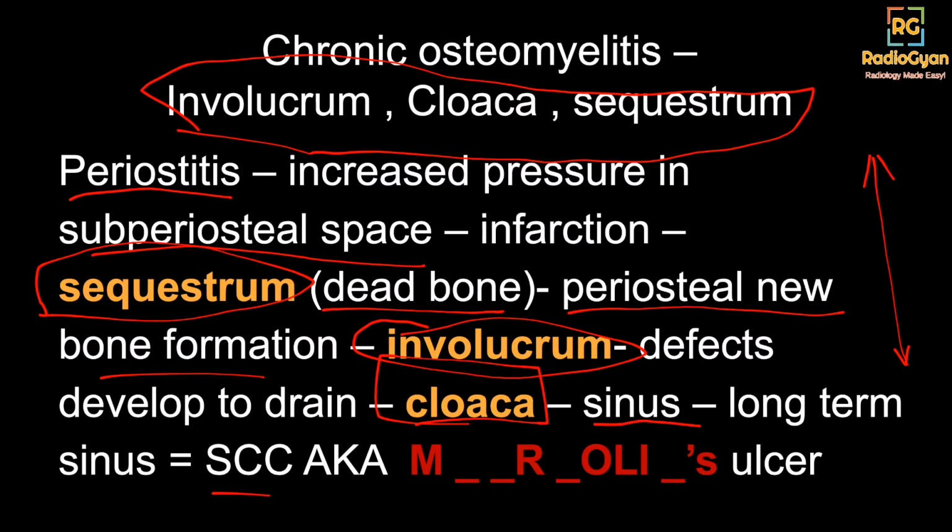Coming out to this, a long-term sinus can give rise to squamous cell carcinoma. And what is that ulcer known as? So what is an ulcer which is due to chronic sinuses known as? Perfect. So most of you have got it right. So it is a Marjolin's ulcer. Hopefully I've got the spelling right. Okay, yeah. So it's known as a Marjolin's ulcer. Okay, moving on to the next case.